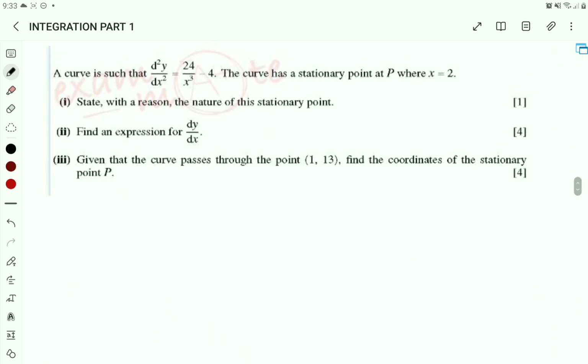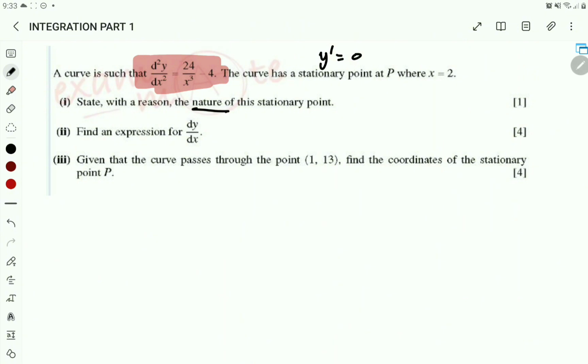Take a look at this question, which is 9 marks. A curve is such that the second derivative is equal to 4, and the curve has a stationary point P at x equals 2. Stationary point meaning y prime is equal to 0. State with the reason the nature of the stationary point. Again, what do you mean by nature? The nature is either minimum or maximum.